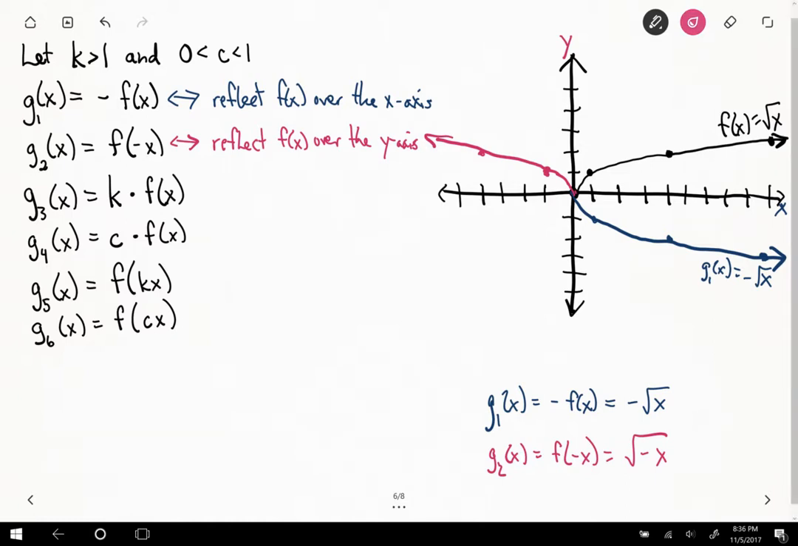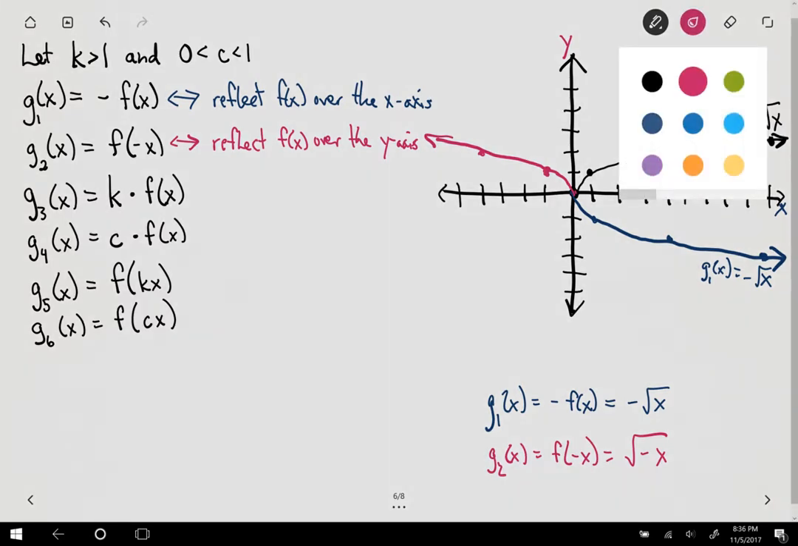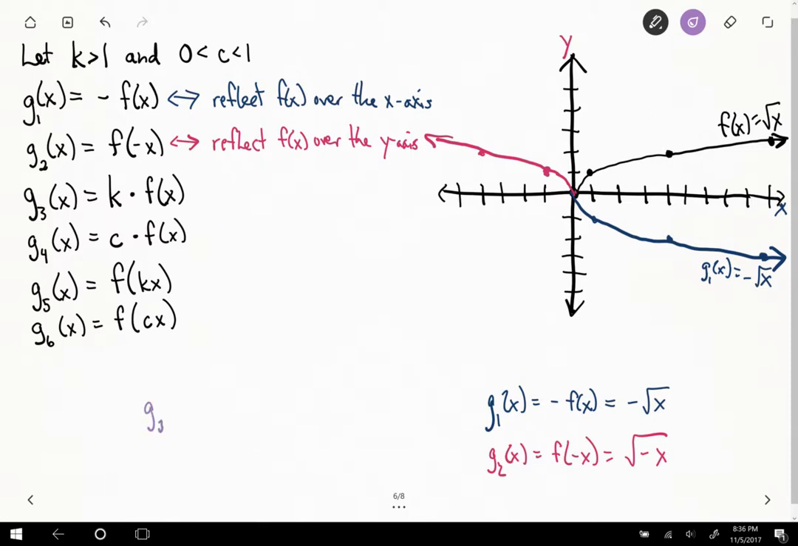Okay, so now let's see what happens. Let's look at some other types of things. So notice our next one talks about k times f of x. So let's have g3 of x. We want k to be some number bigger than 1. So we'll go 2 times f of x, which is just square root of x. Or I'll write out 2 times f of x for now. And that's 2 times square root of x.